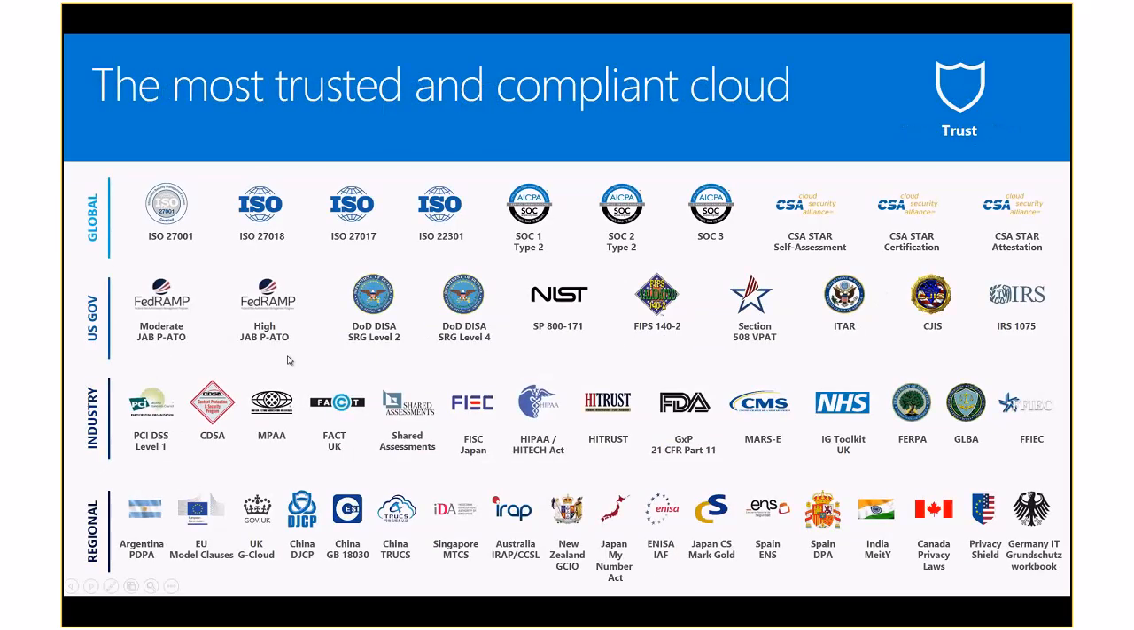Since I deal a lot with state and local government, we have FedRAMP High, NIST, FIPS 140-2, CJIS, IRS 1075. A lot of our competitors can't really compete with us when it comes to our compliance. So this is something that really does set our cloud apart. And if you have any more questions around compliance, you can just do a Bing search for Microsoft Trust Center. You'll find a lot of great information there, or just reach out to your Microsoft representative.